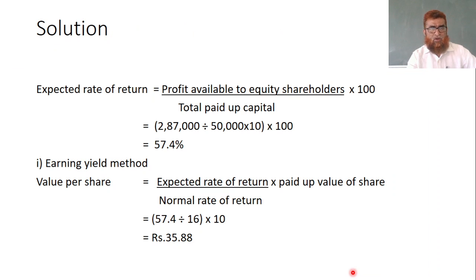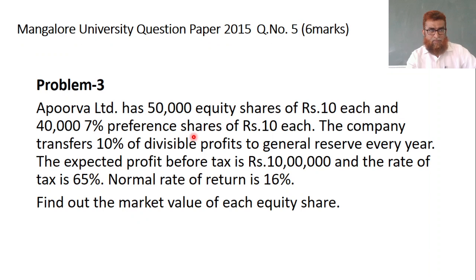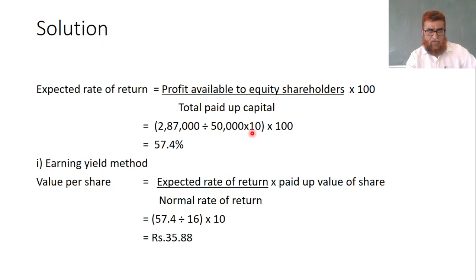Now let us solve by calculation. Whenever we follow this method, it is better to calculate the expected rate of return. Expected rate of return is equal to profit available to equity shareholders divided by total paid up capital into 100. Profit available we have calculated now, 2,87,000. Then total paid up capital, that is equity capital: 50,000 equity shares of 10 each. So 50,000 into 10, 5 lakh. So 2,87,000 divided by 5 lakh into 100.